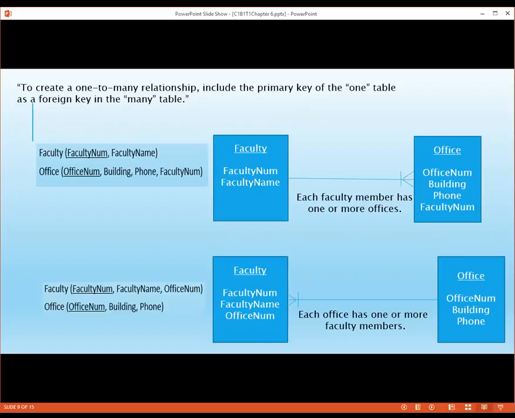So I think that you're probably more likely to have sharing of offices by one or more faculty members. So say 2 faculty members in an office. I personally think that is more likely to happen than having one single faculty member have multiple offices on campus. So I think that this would be my choice of database design.